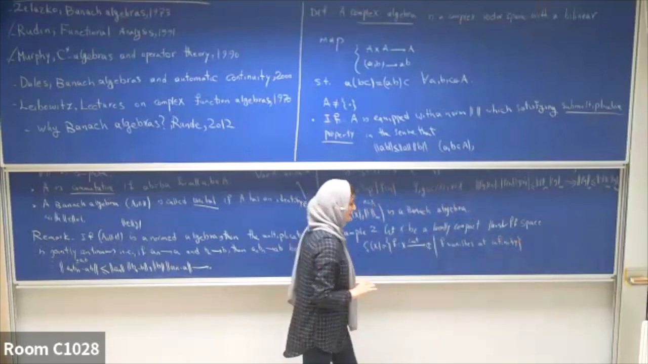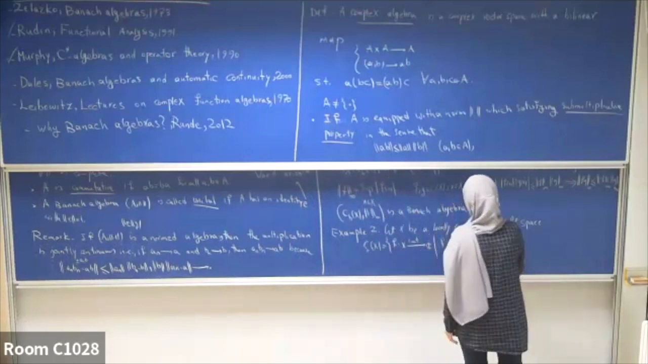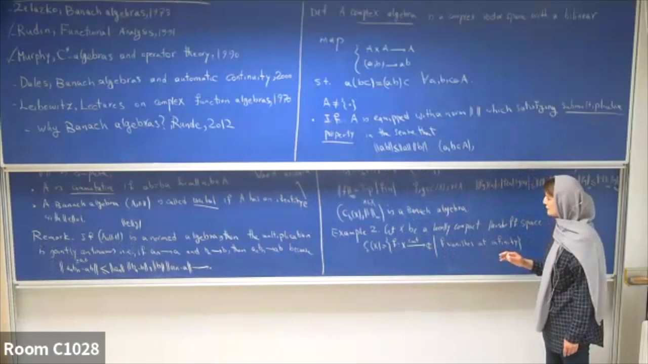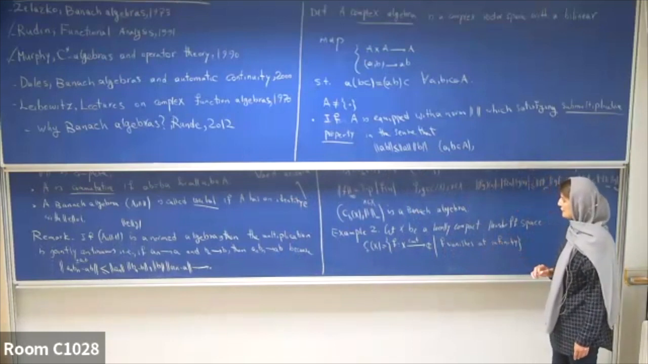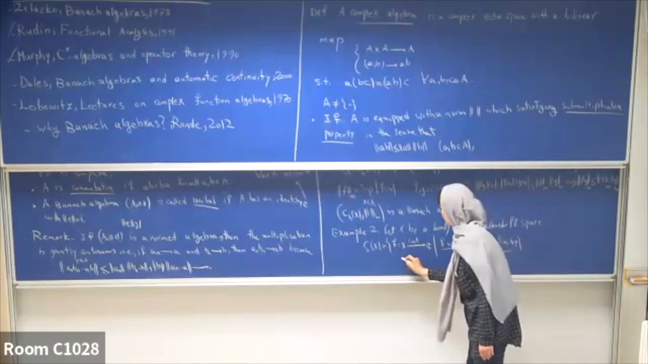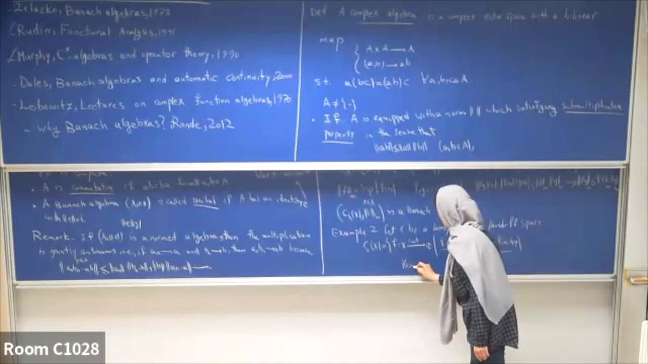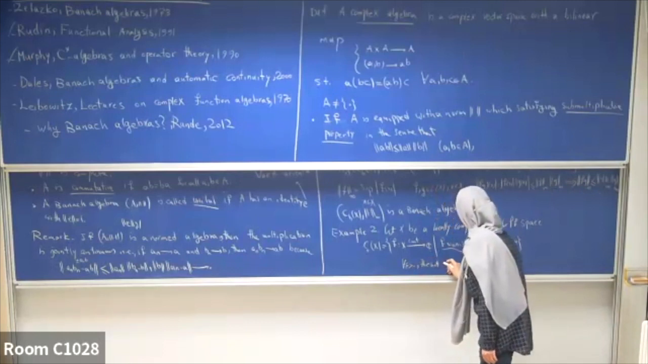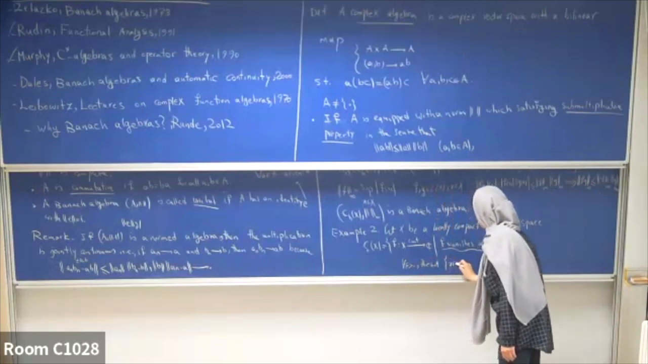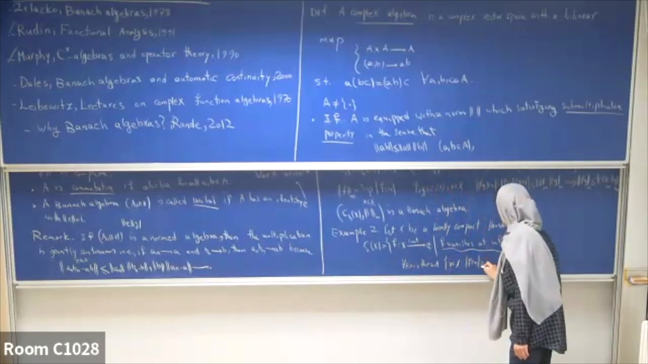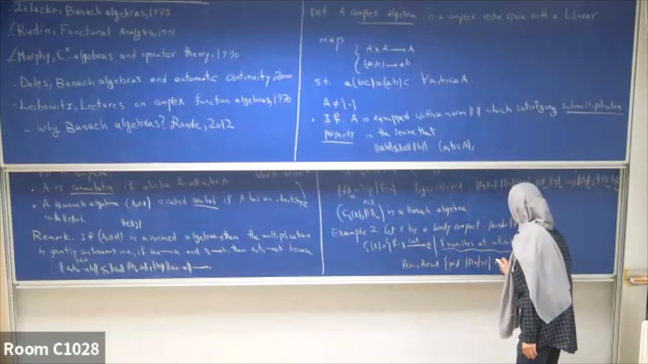What does it mean exactly? It's like calculus, where when x goes to infinity, f of x goes to 0. It means that for each epsilon, the set of x in X such that the absolute value of f of x is at least epsilon is compact.